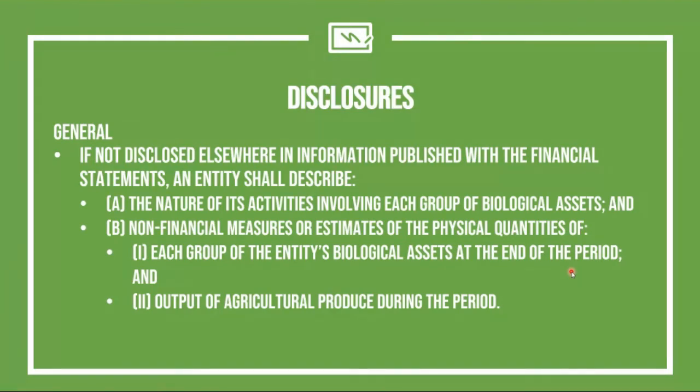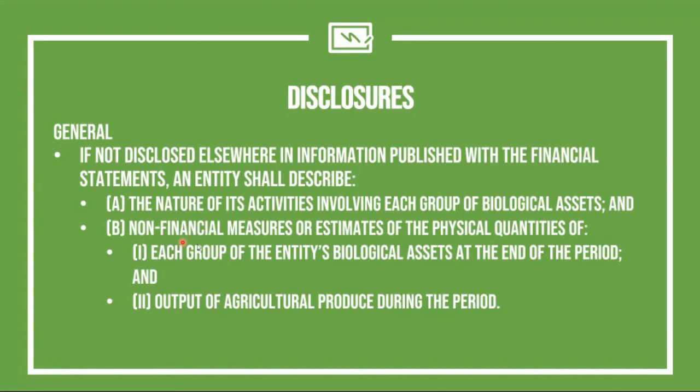Also, under the general disclosures, if not disclosed elsewhere in information published with the financial statements, an entity shall also describe the nature of its activities involving each group of biological assets. Meaning, why do you have this type of biological asset? What is the purpose of these biological assets? Are you going to harvest it? Are you going to butcher it eventually? Or are they just for certain purposes? So you need to discuss the nature of the activities.